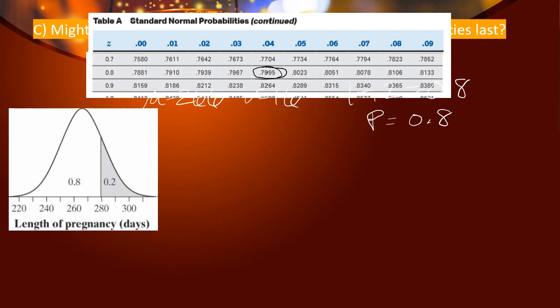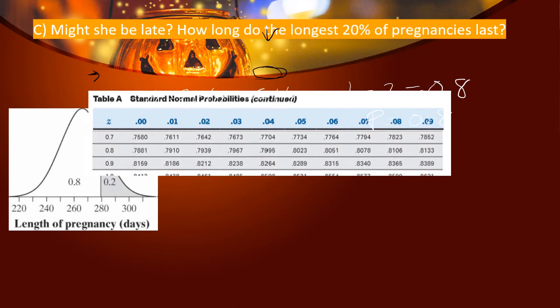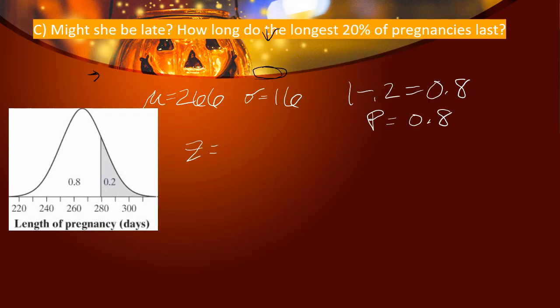0.7995, that's pretty close to 0.8. So if I go backwards here, I see that I have 0.8 and I have 0.04. So that's going to be 0.84. So the value for my z-score is going to be 0.84. Now I showed you how to say that you were doing this with TeX. If you're not using TeX and I just say this, they don't know how I did this. So I need to say that I'm using table A. Using table A, I got this z-score.